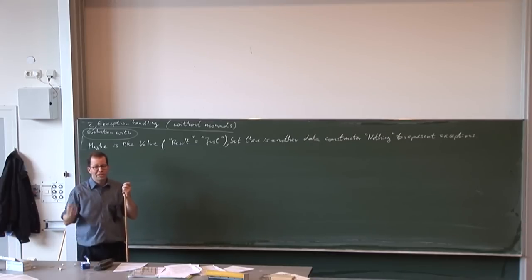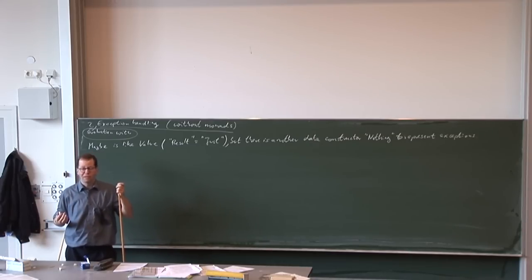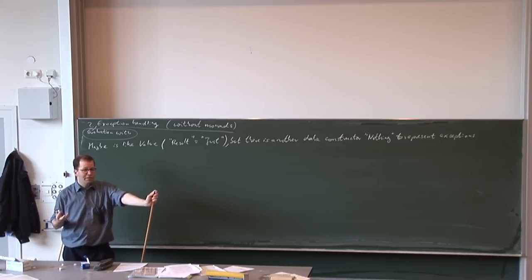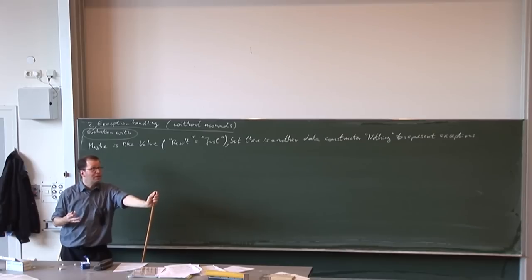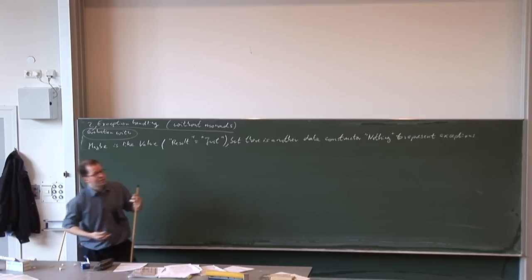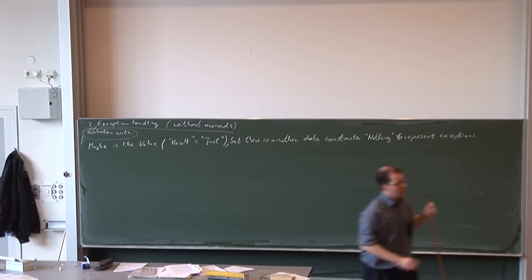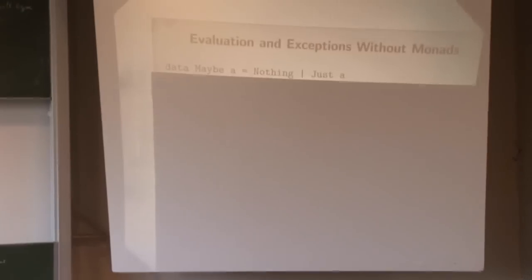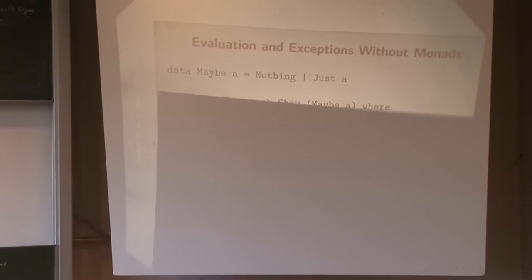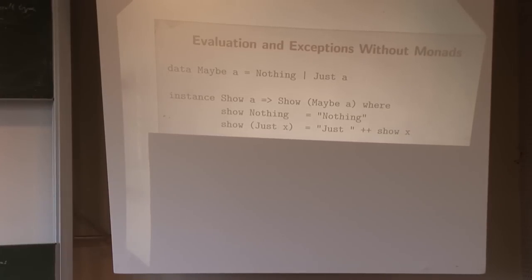Now we have changed the data type. Instead of value, we use maybe. Now, of course, we also have to change the show function. Show says how to depict objects of this data type on the screen. So, okay, we also have to write the show function anew. And now how would it look like?